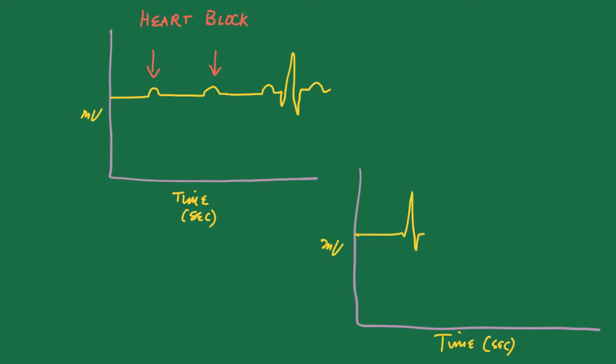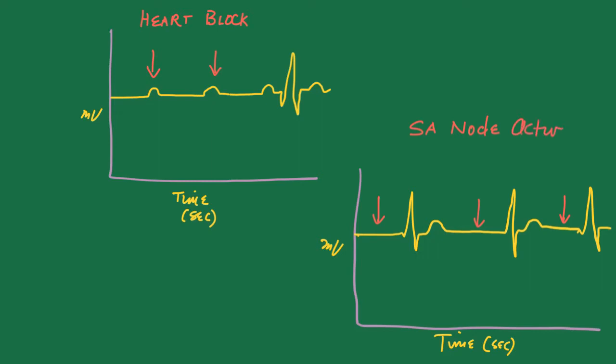The next one here has something missing. It's the P. The P is missing, which means the SA node is not functional and the job has been taken up by the AV node. So the absence of P is shown by these red arrows. This person may have to have a pacemaker installed because the SA node activity is not happening.